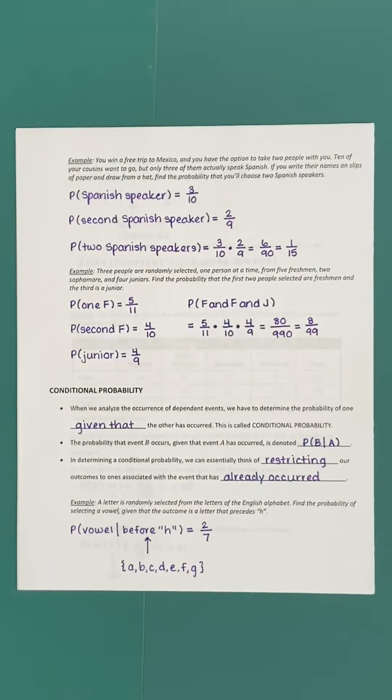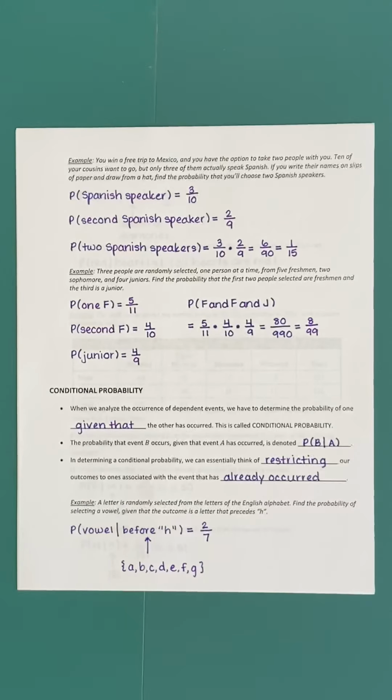Let's look at another example. You win a free trip to Mexico, and you have the option to take 2 people with you. 10 of your cousins want to go, but only 3 of them actually speak Spanish. If you write their names on slips of paper and draw from a hat, find the probability that you'll choose 2 Spanish speakers. Okay, so think about the sample space.